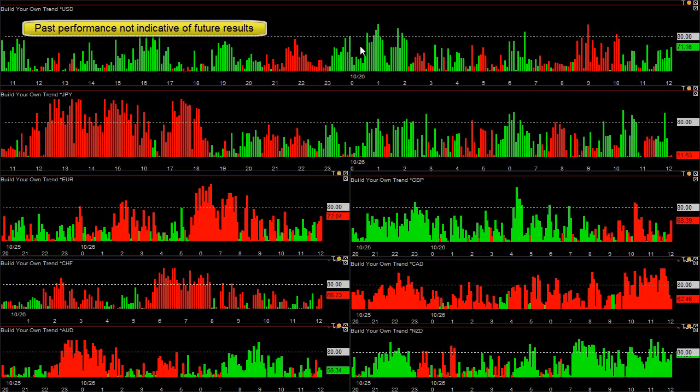Earlier in the day, the dollar and yen were both strong. The CAD was weak, so you can buy the dollar CAD as well.